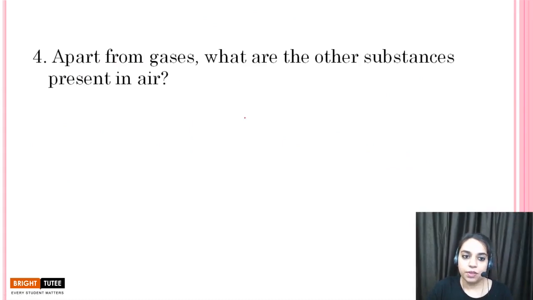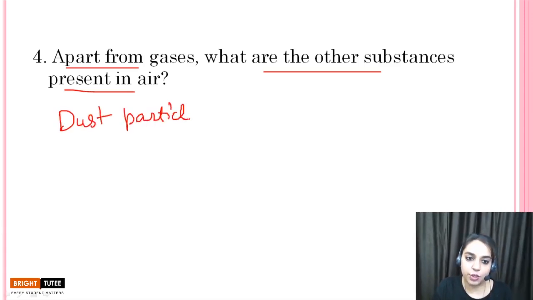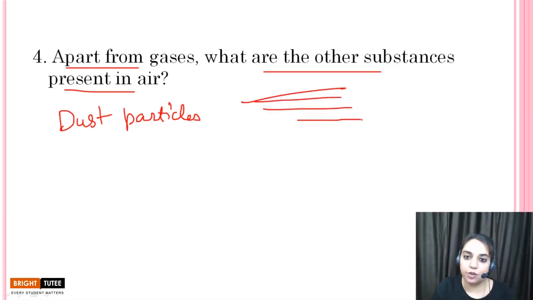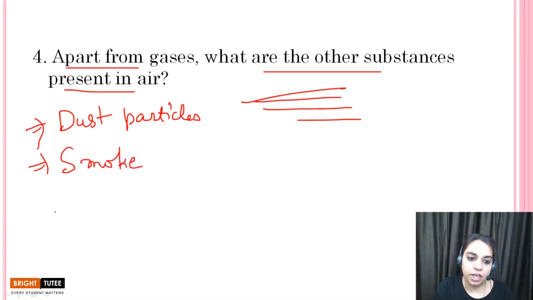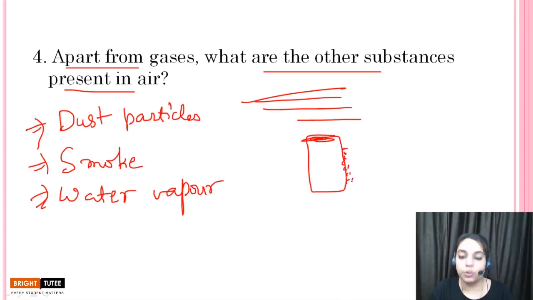Okay. So let's move ahead to the next question, which is, apart from the gases, what are the other substances present in air? So apart from gases children, in the atmosphere there are dust particles which you can observe in a path of sunlight in your room itself. Then it has smoke particles, and also it has water vapor. And water vapor you can observe if you take a steel tumbler which has chilled water in it and you keep it at room temperature. After some time you will observe some water droplets on the outer surface of this tumbler.